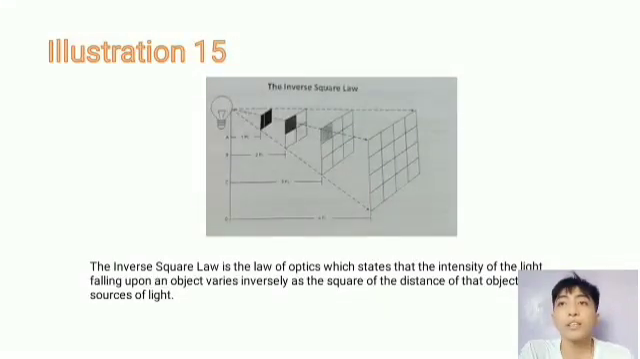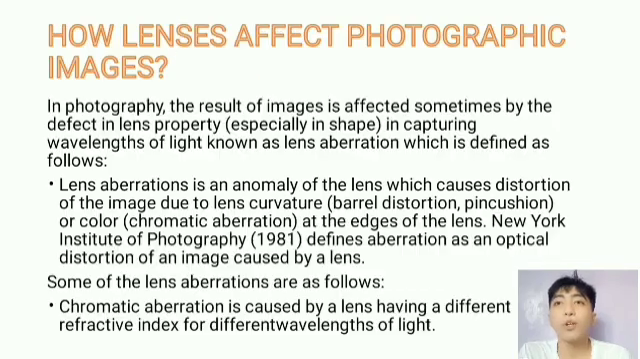How lenses affect the photographic image. In photography, the result of the image is affected sometimes by defects in lens property, especially in shape, in capturing wavelengths of light, known as lens aberration, which is defined as follows. Doon daw ang resulta ng mga imahe ay apektado minsan ng mga depekto sa pag-aari ng lens.